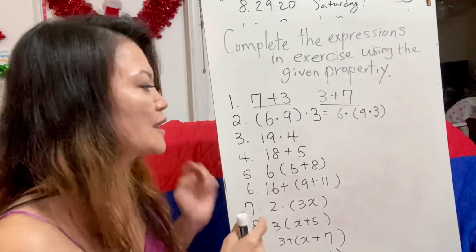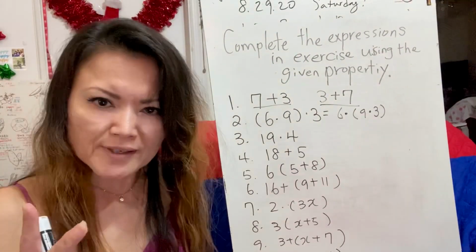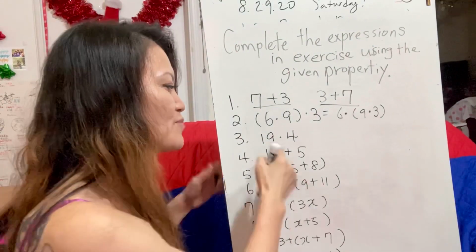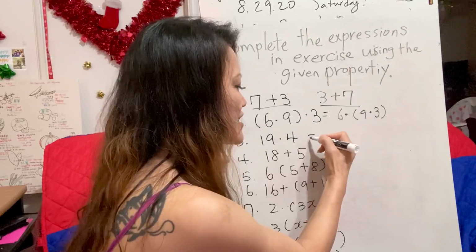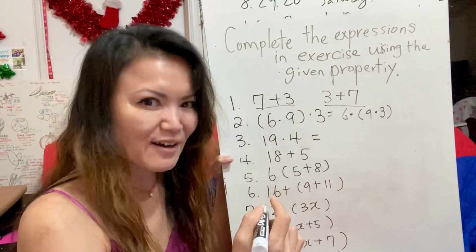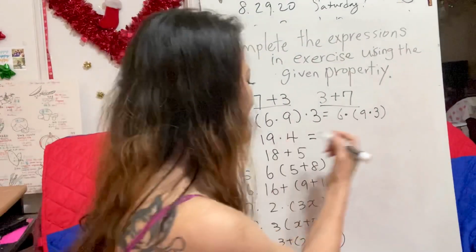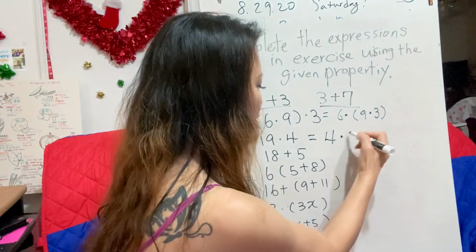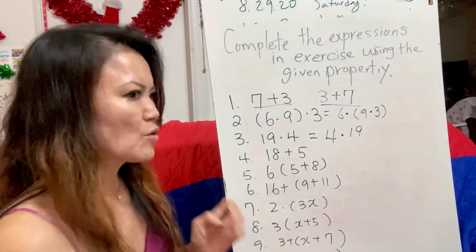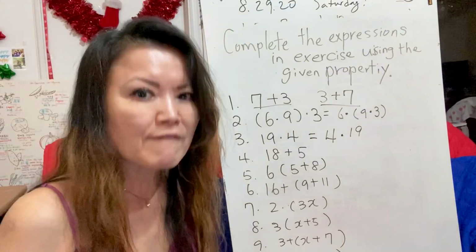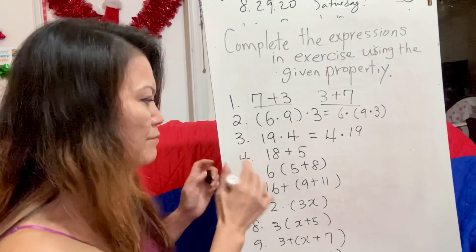All right, let's go to number 3. I see two numbers, commutative, right? So in multiplication, it's going to be the commutative property of what? Multiplication. So 19 times 4, switch, 4 times 19. What kind of property is this? Commutative property of multiplication.